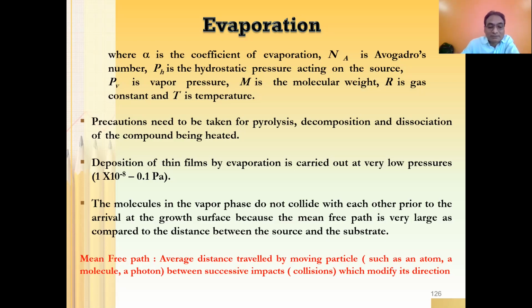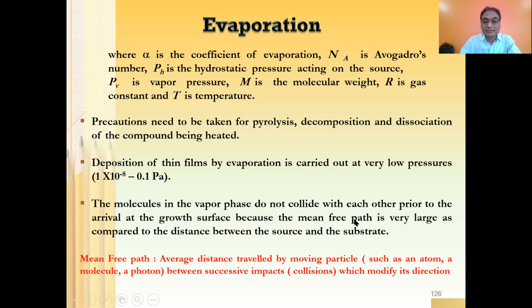You can see, even read this red line. Mean free path is the average distance traveled by a moving particle, such as an atom or molecule, between successive impacts which modify its direction. इसका मतलब क्या है कि ये दो जो सक्सेसिव इंपैक्ट होता है दो मॉलिक्यूल्स का, ओके, whatever distance they will be traveling for having successive impact, this is what we call the mean free path, right?